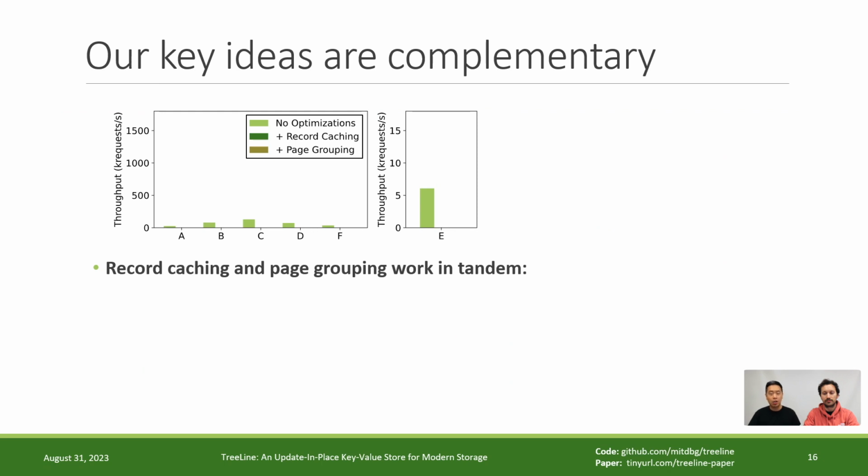So let's take a look at how all of Treeline's key ideas work together. We ran a factor analysis where we successively enabled each of the optimizations one by one, and want to take a look at how each of them affects the overall performance. On the plot here, on the x-axis, we have all of the YCSB workloads. In particular, the E workload is the scan heavy workload. And the y-axis is the throughput in thousands of requests per second, so higher is better. We start by plotting the performance when all of the optimizations are disabled. That's the light green that you see.